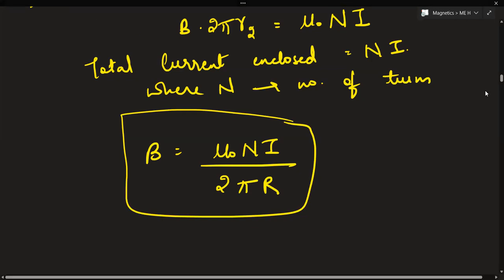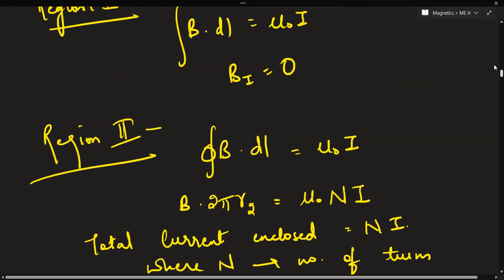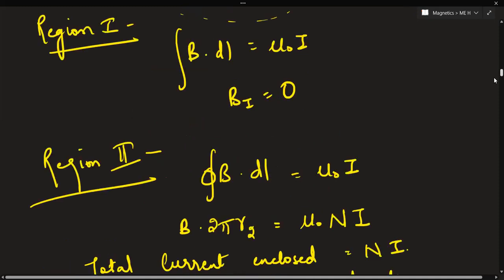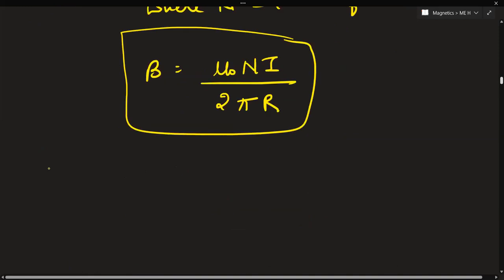Now, in the third region, only region 3 is left. Region 3 is outside. Even if you choose an Amperian loop for this region, this is lying outside. So the magnetic field in this region will also be 0. So for region 3, the magnetic field is 0.